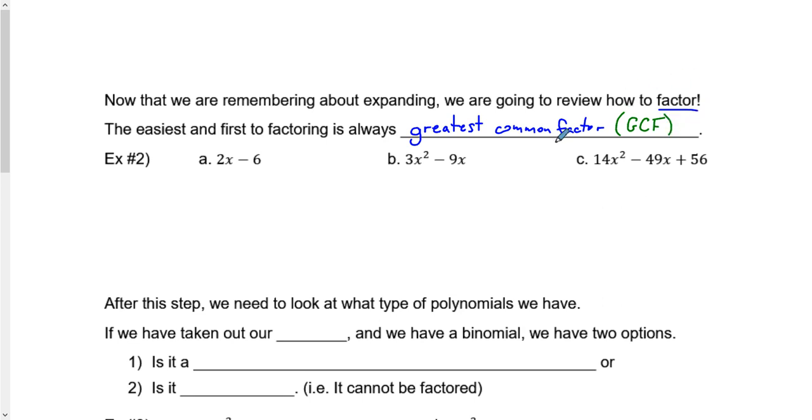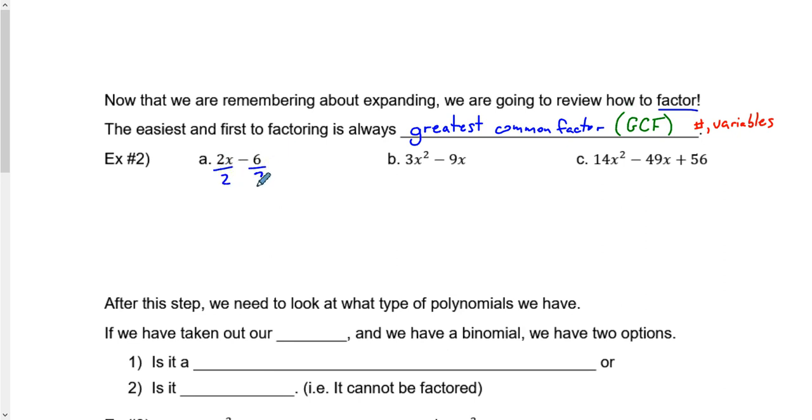A GCF is simply what number will go into all of your terms. Now, it's not restricted to just numbers. We also talk about variables. So I'll show you the easiest way to do it first, and then we're going to get into more common ways of writing it. So factoring is essentially a form of division, which means we're going to have to divide both of these terms by the same thing to factor. You'll notice in a 2x and a 6, both of them can be divided by 2.